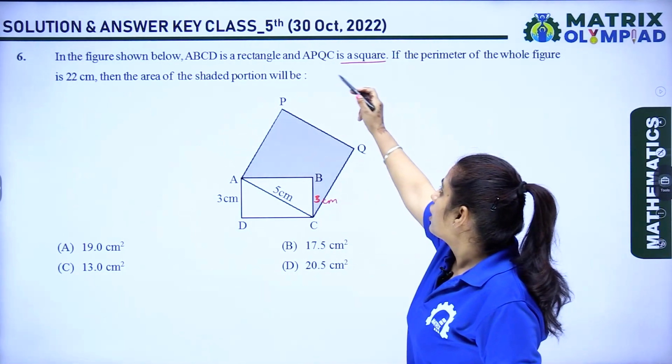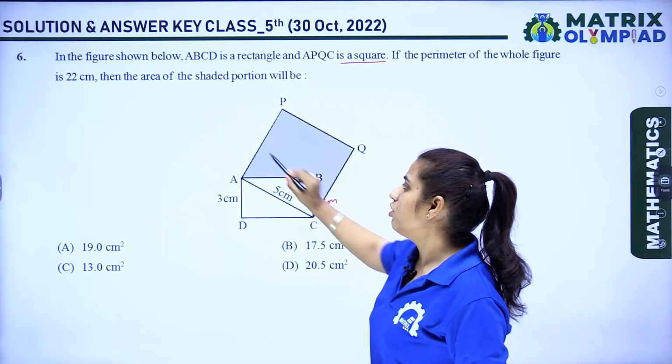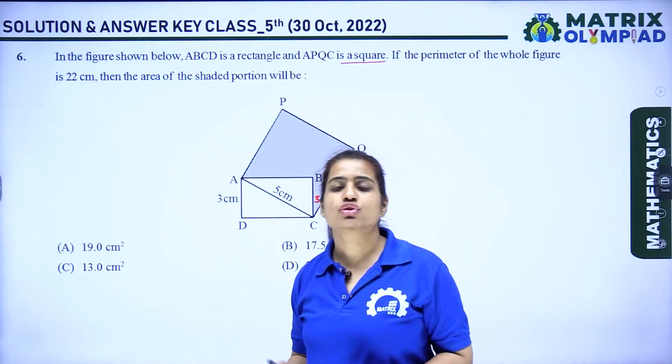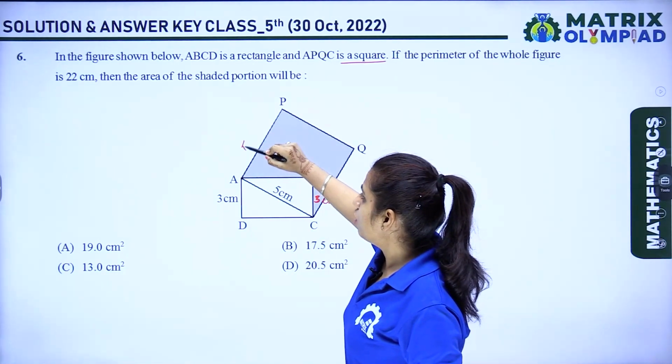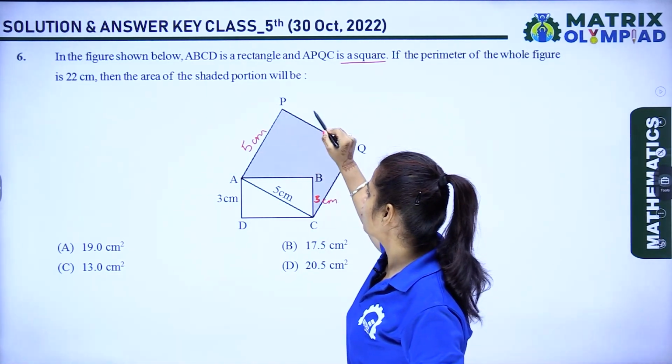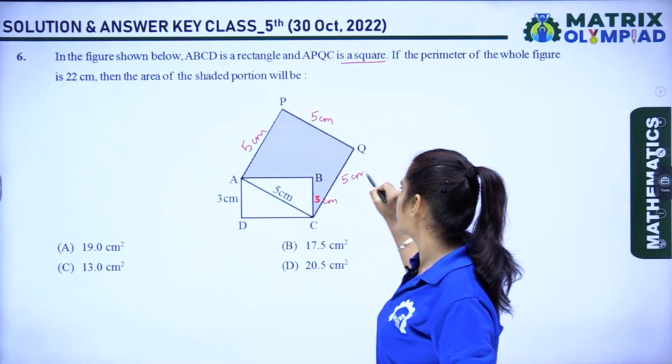Now, APQC is a square, so we know that if one side is 5 cm, all the rest of the sides of a square are also 5 cm, as all sides of a square are equal. So, 5 cm, this is also 5 cm and this is also 5 cm.